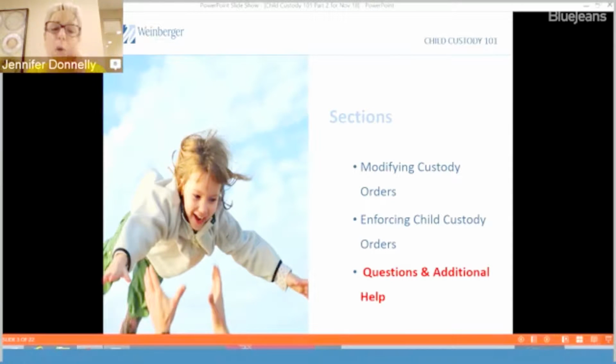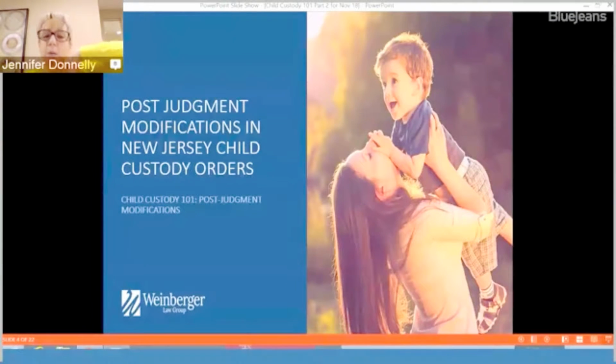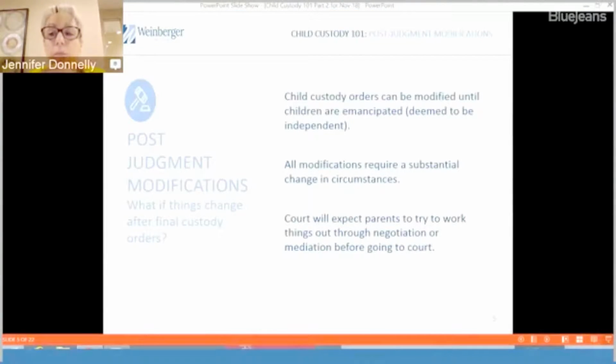All right, so post-judgment modifications in New Jersey custody orders. Sounds fancy and daunting, but it's really not. We're going to talk again about how to change those existing custody orders for you. All right, so post-judgment modifications: what if things change after a quote-unquote final custody order?